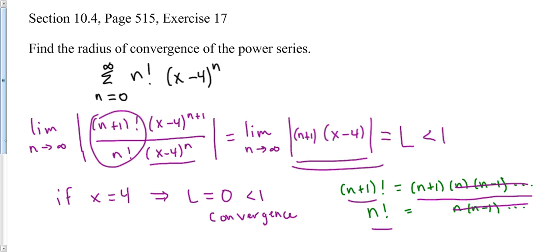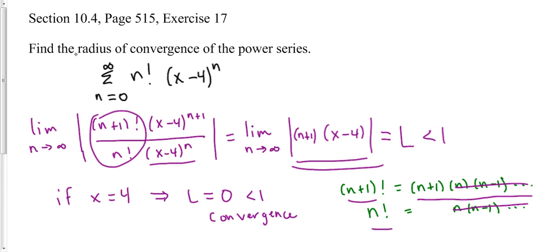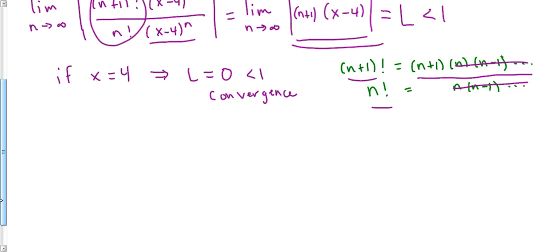But if x is equal to any other value, we're going to have L equal to infinity, which is going to be greater than 1, which means it's going to diverge. Now, you have to remember what the question asks, which is to find the radius of convergence. And this is one of those situations where, because the series only converges where x is equal to a, the radius of convergence is going to be equal to 0.